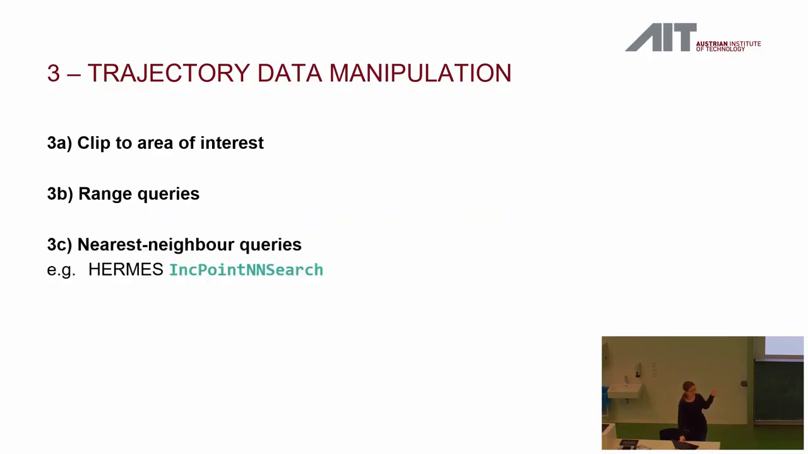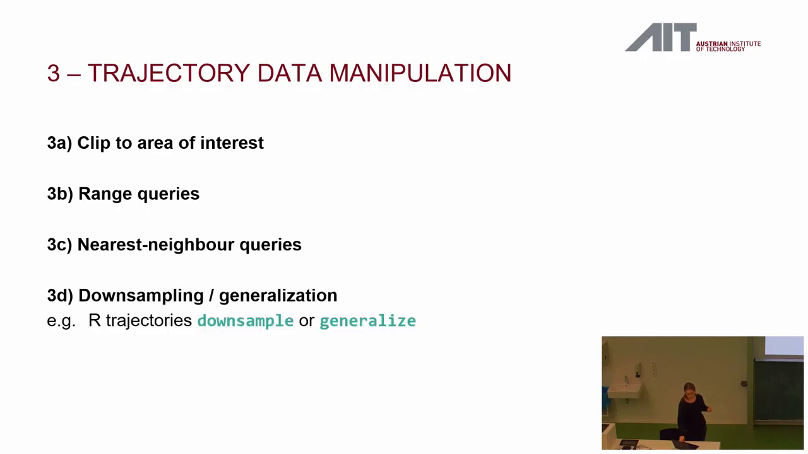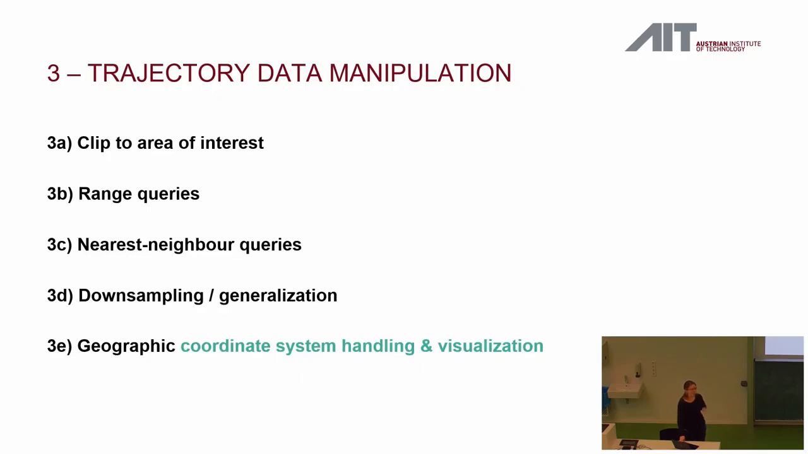Then some tools already implement things like nearest neighbor queries, which is of course also very nice. And downsampling and generalization is also something that I have already started implementing because I think that's really useful as well. And not to be underestimated, the challenges of coordinate systems, like we already discussed yesterday, which will only get worse in the future, and visualization.